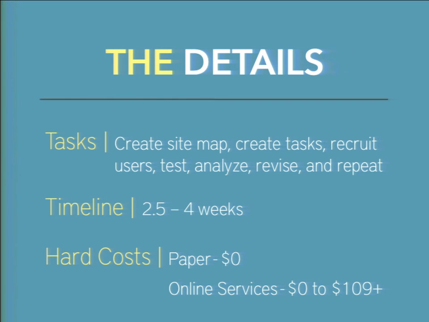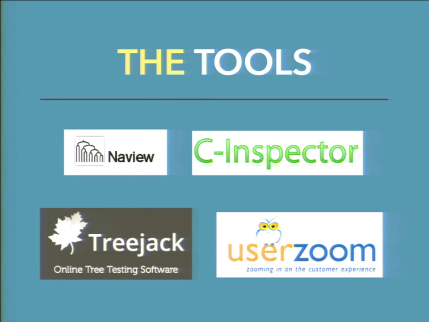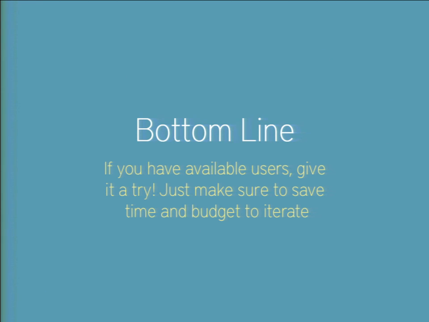You can technically do this with paper and walk someone through each page. That seems really laborious, but it's an option. But the online services are great. We use TreeJack. It's really affordable. You can buy one test or a month for like $109. Give it a try.